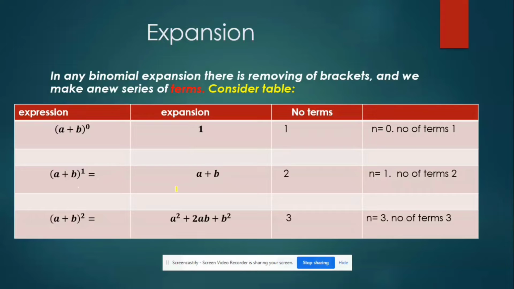When we expand it, we have a plus b. Then how many terms are those? There are two terms. Thomas, I can see you. Thomas is with us. Can you read us the third expression? Who can help Thomas to read for us the third expression?